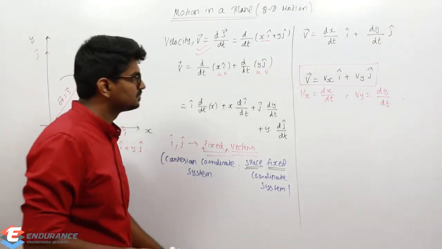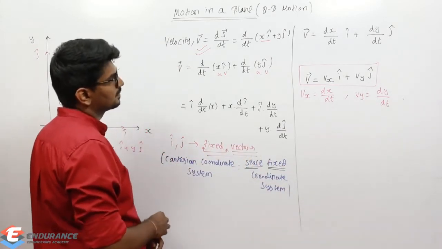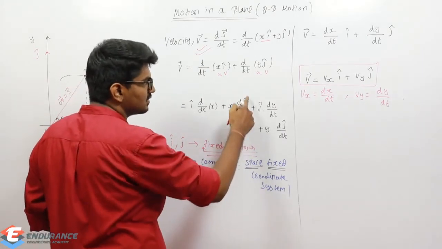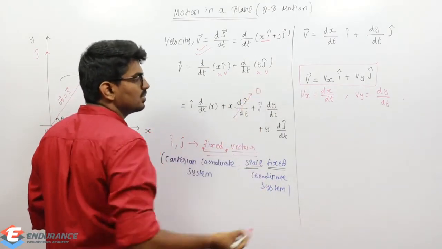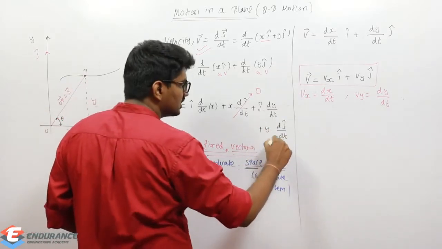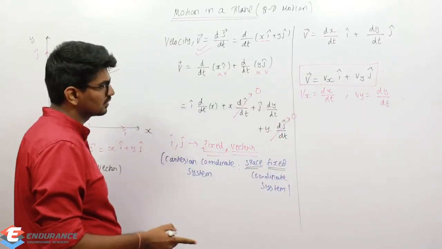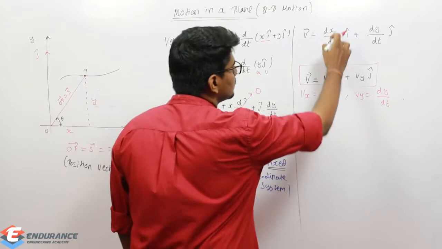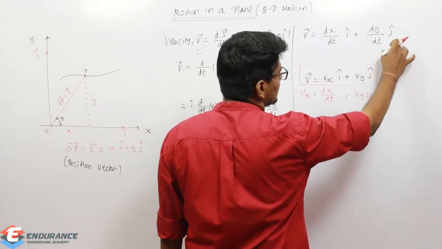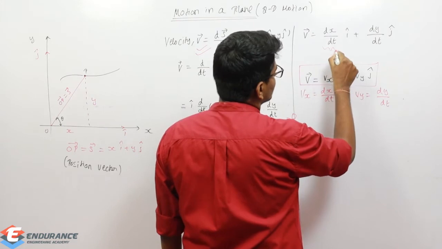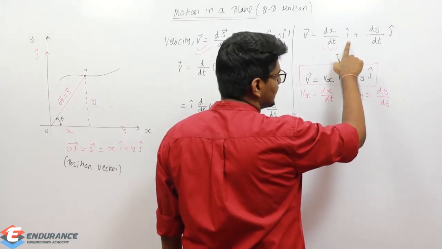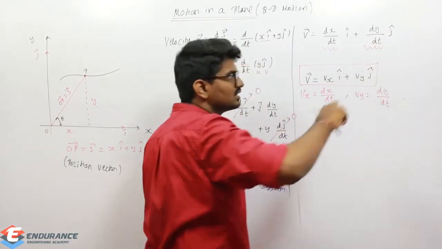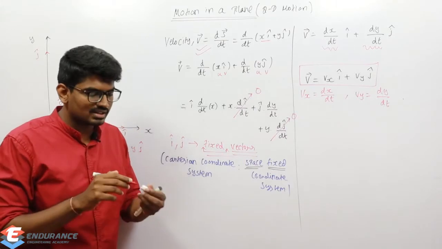Now what I need to do was simple. Since they are fixed vectors, di by dt, that is the differentiation of i with respect to time, will obviously become 0. And dj by dt will also obviously become 0. So the remaining terms are what I am writing here: dx by dt i cap plus dy by dt j cap. See, dx by dt into the unit vector, this vector representing the x direction. dy by dt into the j vector, that is the unit vector representing the y direction.